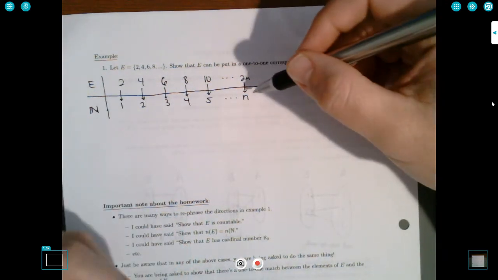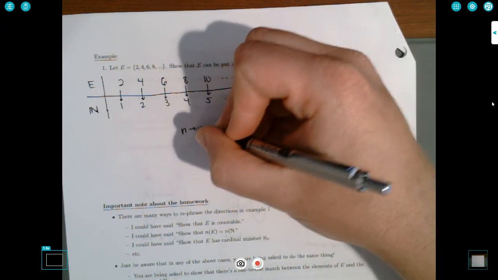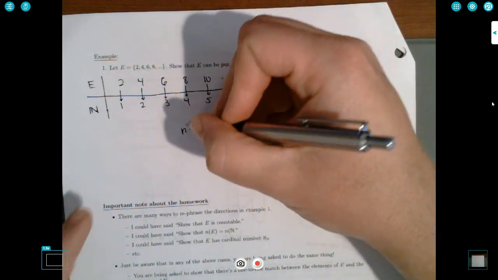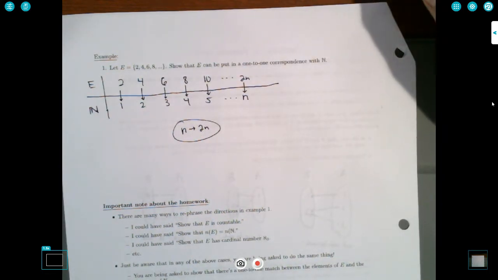So there is a one-to-one correspondence between these two sets, right? We can say the one-to-one correspondence sends n to 2n. So we can say n goes to 2n. That's the correspondence that does the trick. Okay, so that's easy enough.